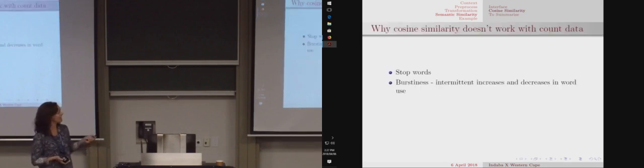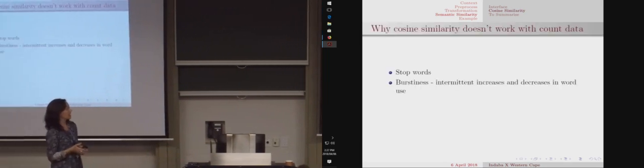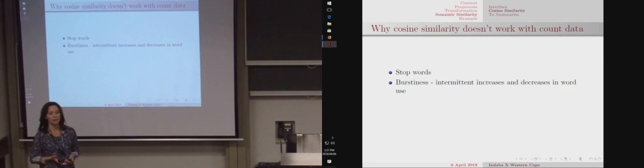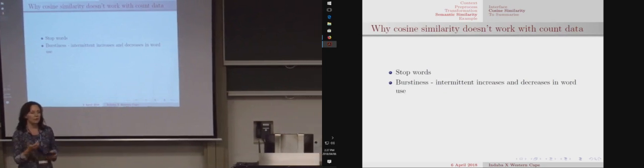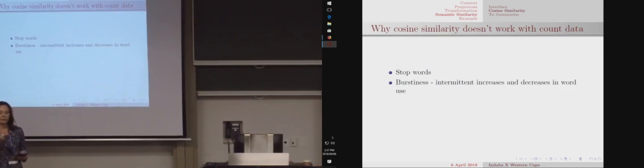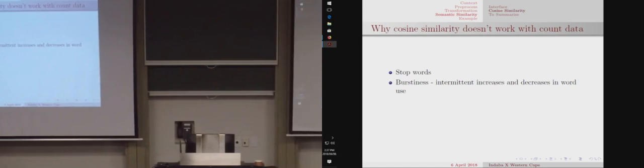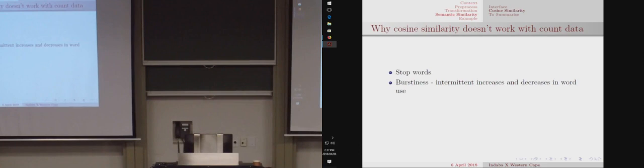Now, the catch is, cosine similarity doesn't work on count data. And there are good reasons for that. The one is stop words, because stop words occur very frequently. And it messes up your similarity, because it doesn't give you semantic information.